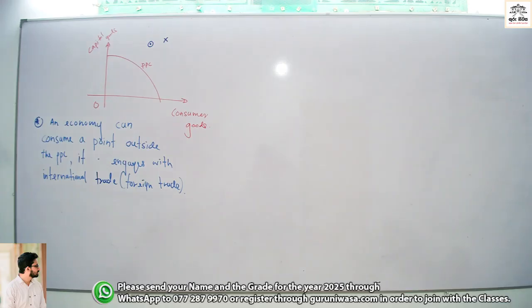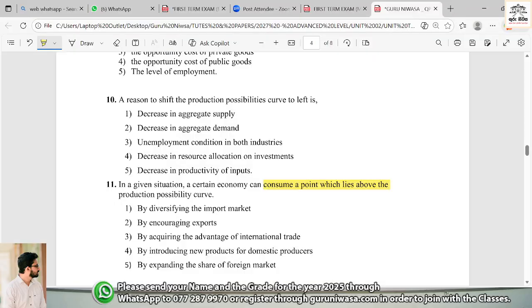So for question number 12, the answer is by acquiring the advantages of international trade. A certain economy can consume a point which lies above the production possibilities curve. The answer is the third one, by acquiring the advantage of international trade. If you want, write this down. I think it's better to write it down.